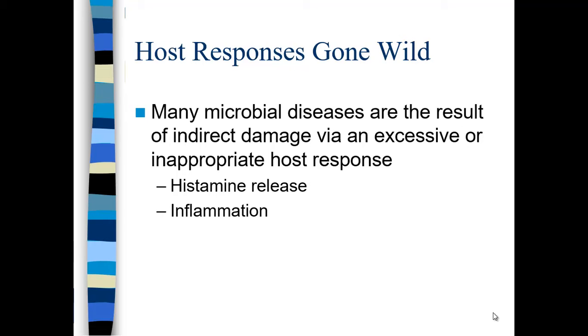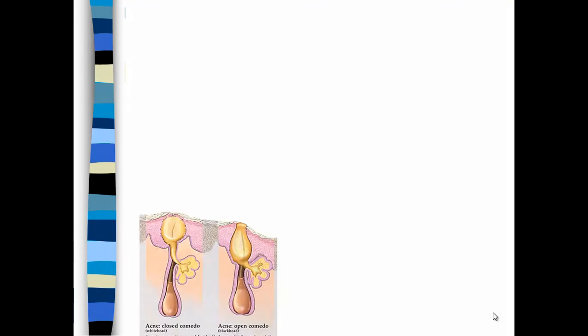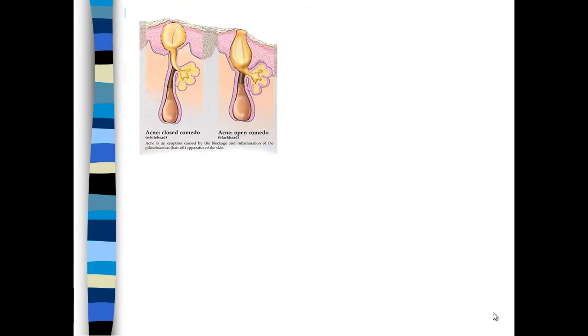Inflammation at the site of infection, or systemically, can also be an inappropriate response and can lead to autoimmunity. Here's a classical case of immune system gone wild, and that is acne. Acne is an eruption caused by the blockage and inflammation of sebum in the skin as a response to a different type of bacteria. Propionibacteria acnes is the primary causal agent. It's a commensal bacteria, but the immune response has gone wild and is causing these pustules to form.